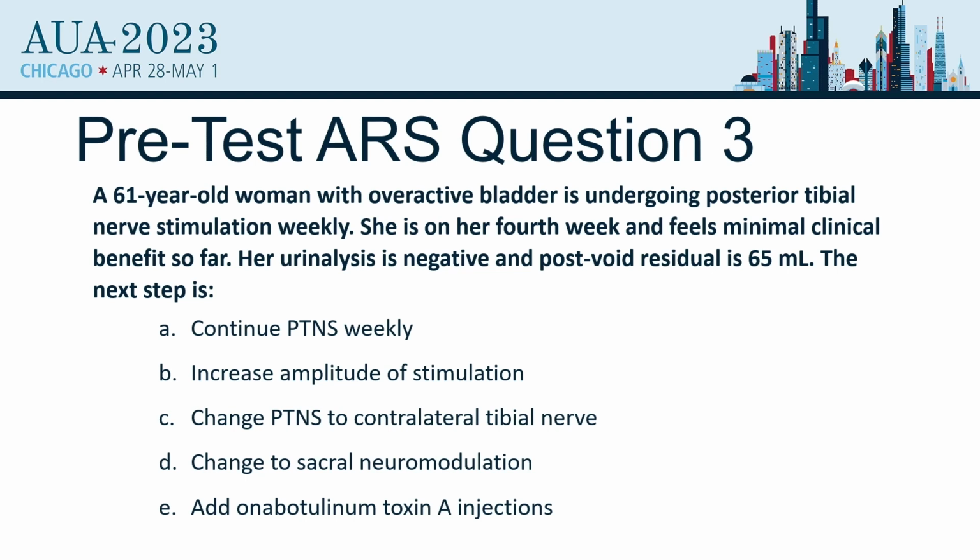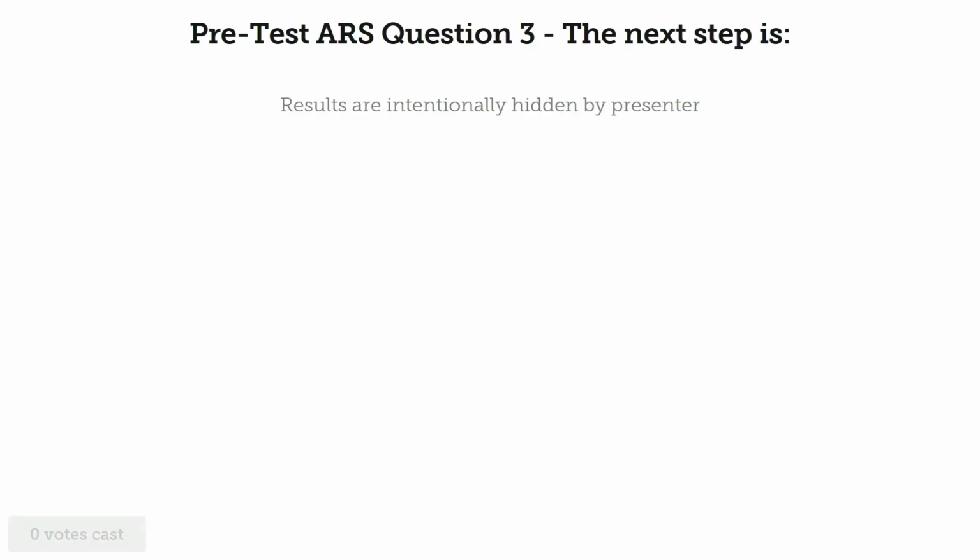Question number 3. A 61-year-old woman with overactive bladder is undergoing posterior tibial nerve stimulation weekly. She's on her 4th week and feels minimal clinical benefit so far. Her urinalysis is negative and post-void residual is 65 cc's. The next step is: does she continue her weekly PTNS, increase the amplitude of her stimulation, change to the contralateral leg, change to sacral neuromodulation, or add onabotulinum toxin A injections? So this is the audience response.